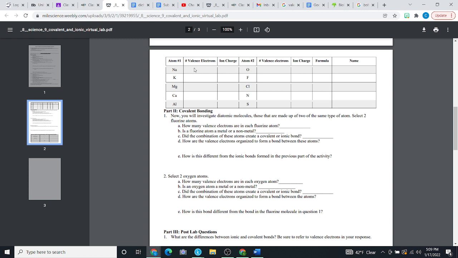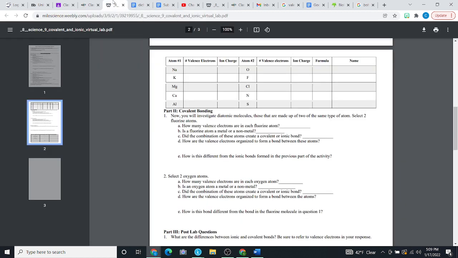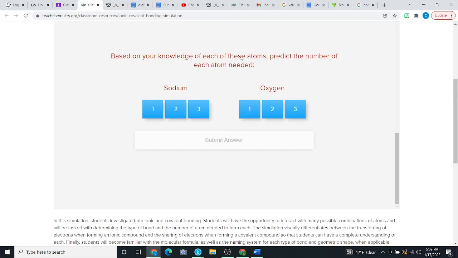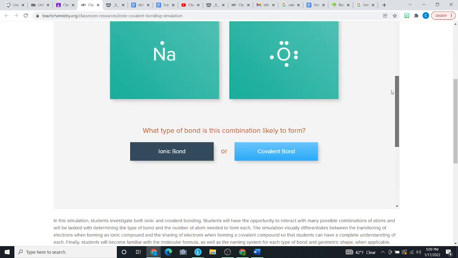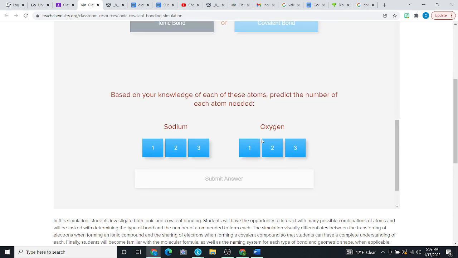So you would be filling out, looking at the picture, how many valence electrons, what's the charge, which it'll give to you here in a second. Same for oxygen, number of valence electrons, what's the charge. The formula and the name we know is at the end. So here's the thing. Do you see where, look, this 1 electron could go right here, but oxygen still needs another one. So oxygen needs 2 sodiums. So it needs to be 2 sodiums for every 1 oxygen.